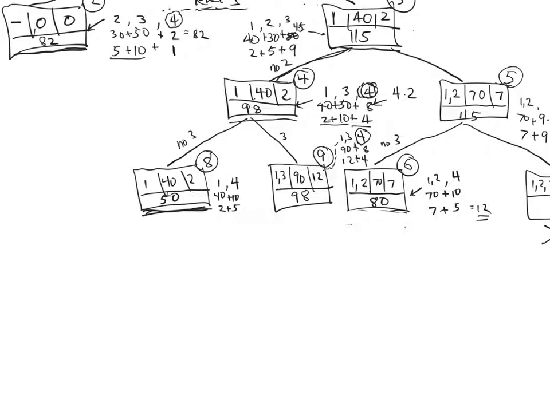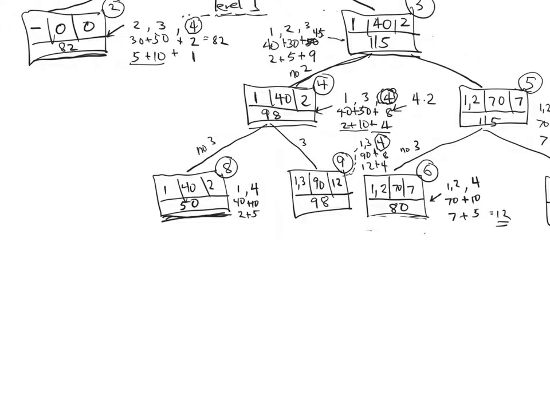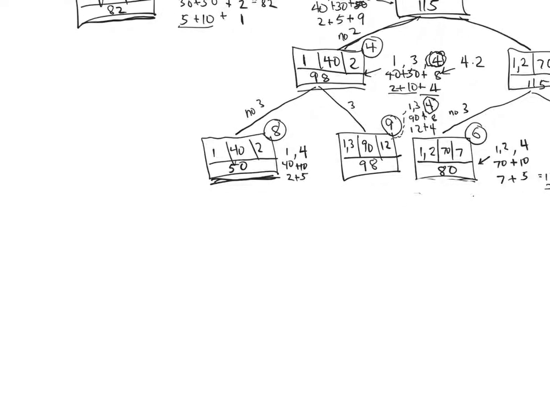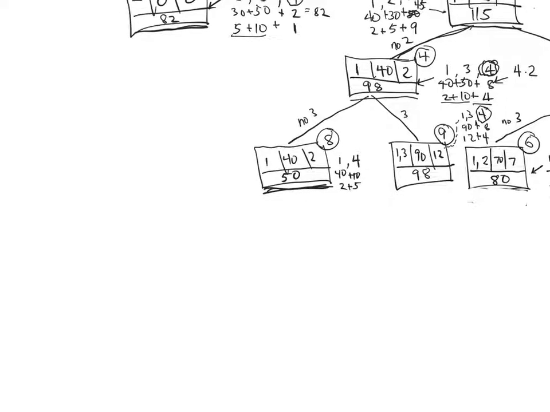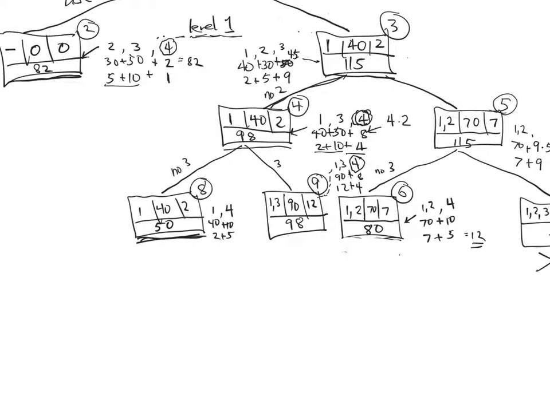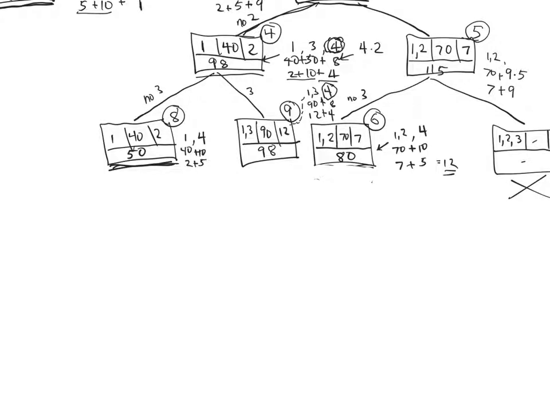Okay, and so I'm making this sound harder than it is. So we look at all the live nodes, which is the 80, the 98, the 50, and don't forget these guys, and the 82. So the 98 is the winner, so we pursue it next, and we split off of it nodes 10 and 11.